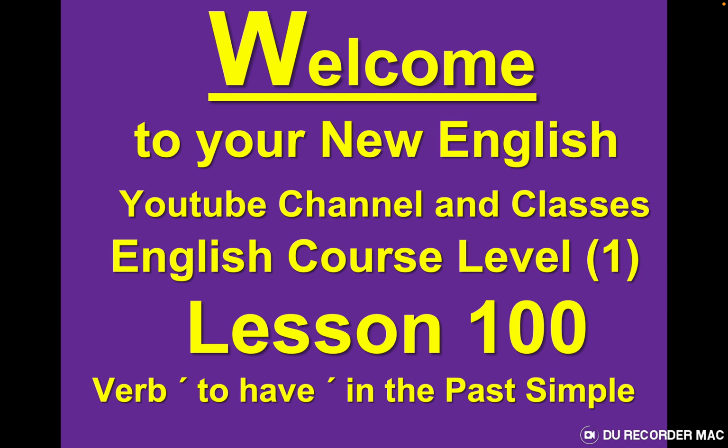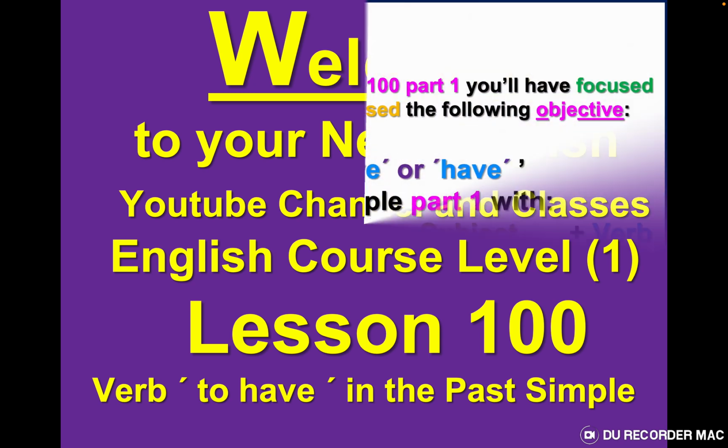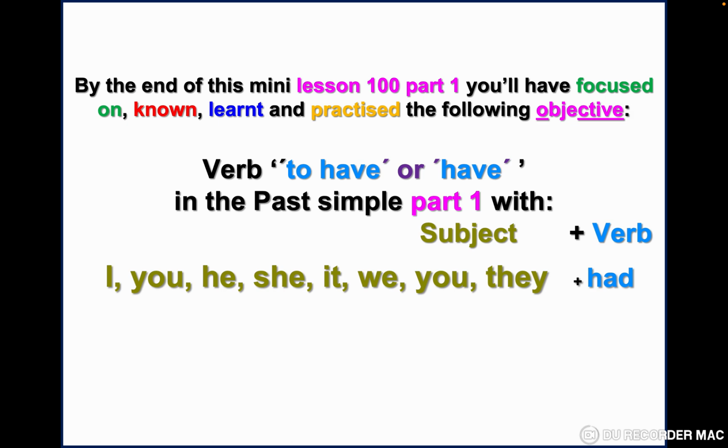In today's lesson, we'll focus mainly on the verb to have in the past simple. By the end of this mini lesson 100, part 1, you will have focused on, learned, and practiced the following objective: verb to have in the past simple, part 1, with subject plus verb. I had, you had, he had, she had, it had, we had, you had, they had. So, have in the past simple is had.